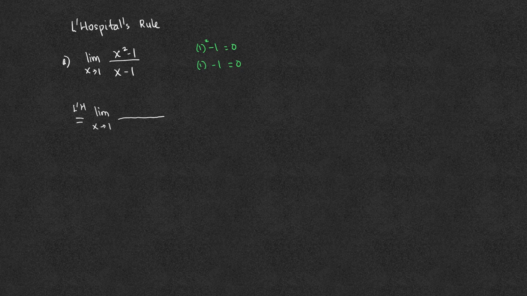The derivative of x squared minus 1 is 2x, and we differentiate the denominator separately. The derivative of x minus 1 is 1. And then treat this as a new limit problem. This is the limit as x goes to 1 of 2x, and if we plug in 1, we get 2. So the answer is 2.